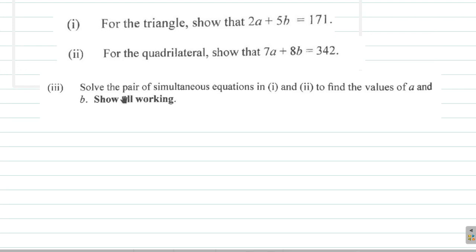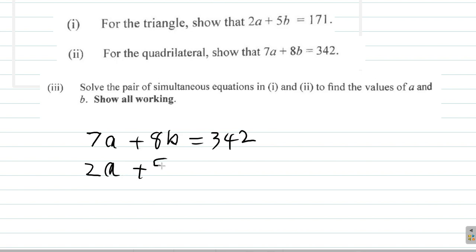What did it say? Solve the pair of simultaneous equations in 1 and 2 to find the value of a and b. Show all working. You see that part there? Let's see how they write it in bold: show all working. So, let me put the equation with the bigger numbers up top: 7a plus 8b equal 342, and then you have 2a plus 5b equal 171. Alright, good.